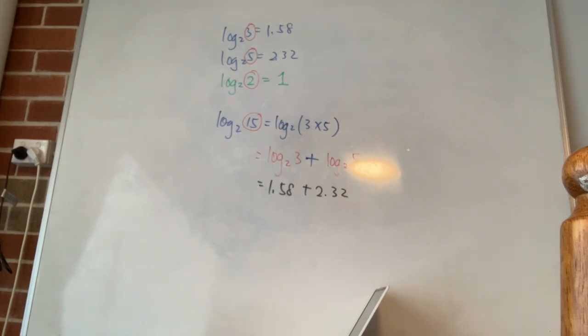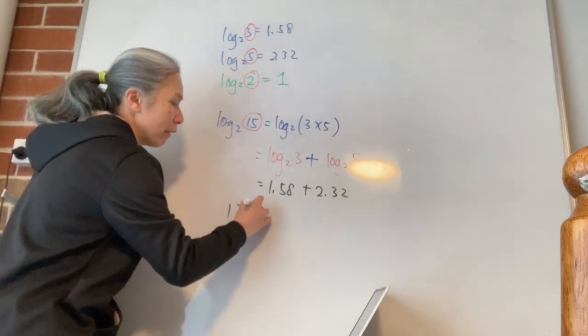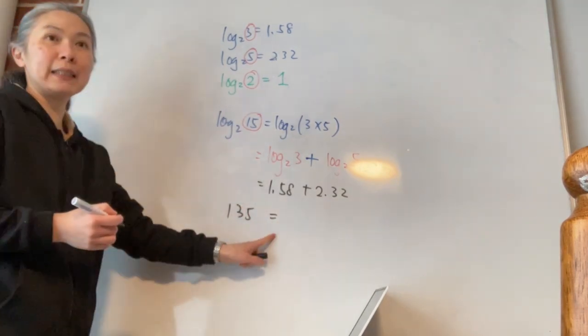So the first one is 15. How do you get to 15? Find the two numbers. Okay, 135. How do you get the number quickly? Put the number in, for example, 135, into the calculator and press equal.